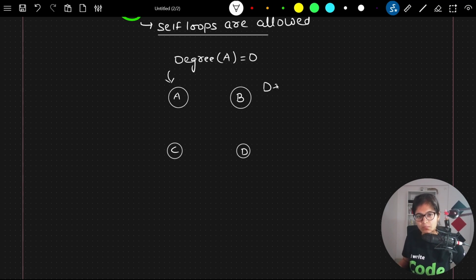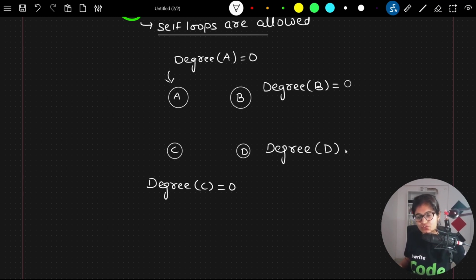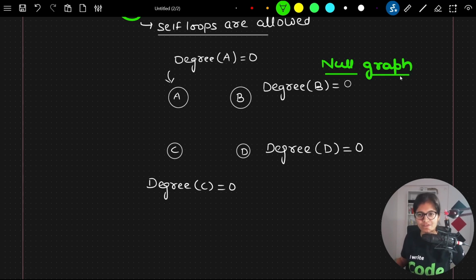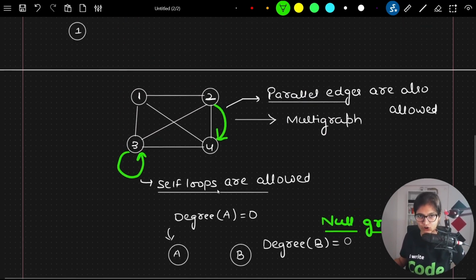Here also, if I talk about what is the degree of B, you will say it is again equal to 0. If I ask what is the degree of C, you will again say it is equal to 0. And for the degree of D also, it is equal to 0. The graph in which all the nodes have degree 0 is known as a null graph. So these are the different types of graphs which I want you to be aware of.